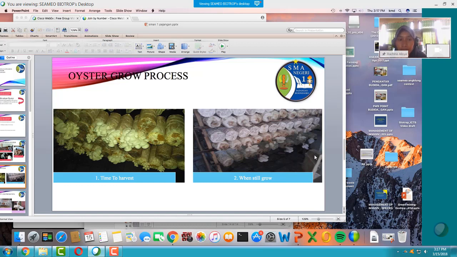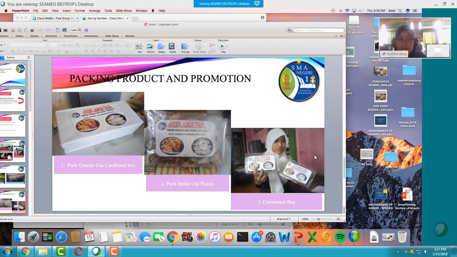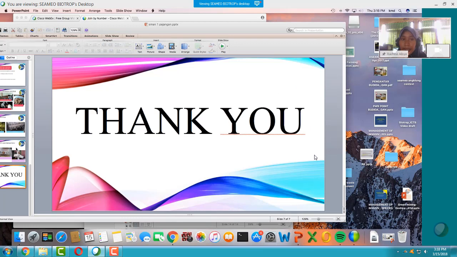And then the next, the first is the outer pack, which uses cardboard. We produce the jamur crispy. This is the first picture, the outside packing, and then the second, we use plastic to keep the oyster, and then the third is the consumer buys our product. And next, thank you.